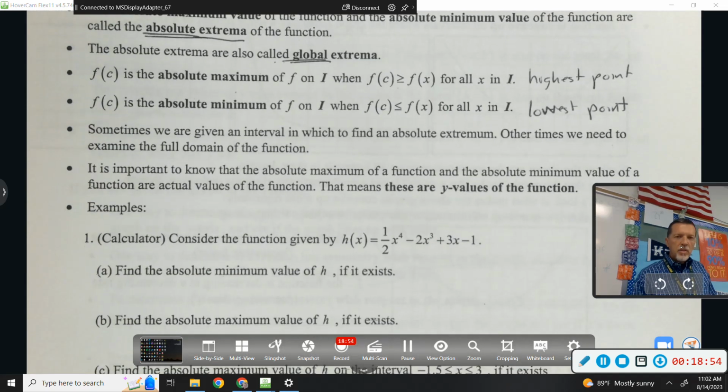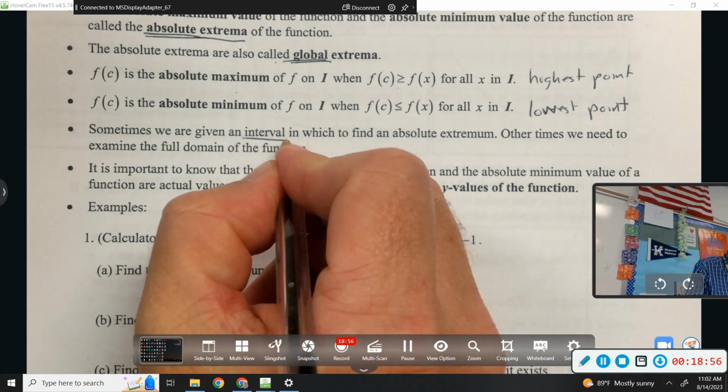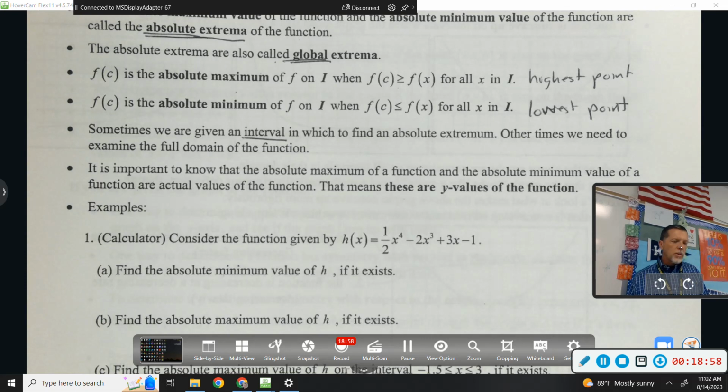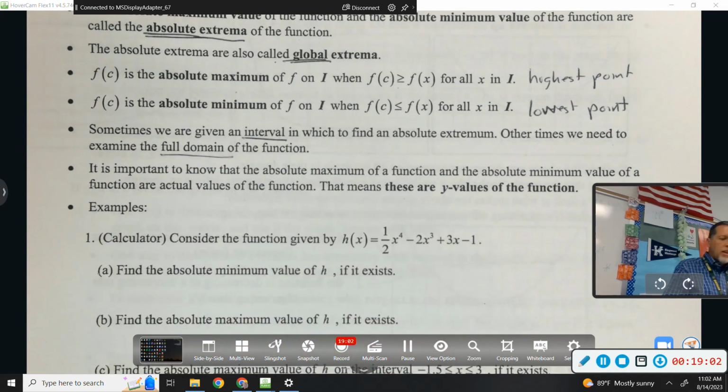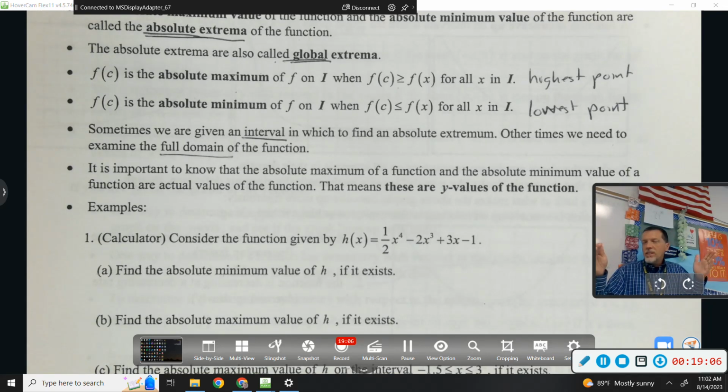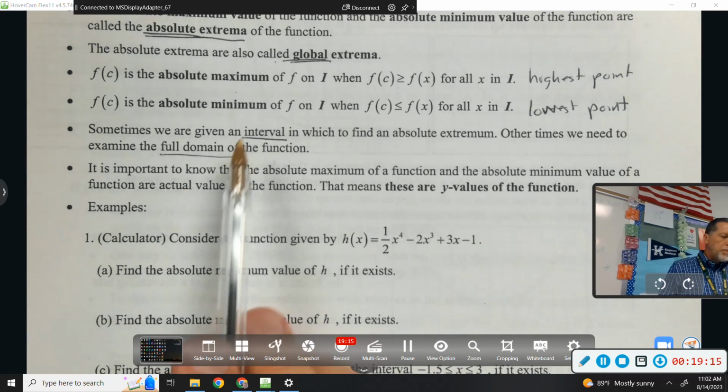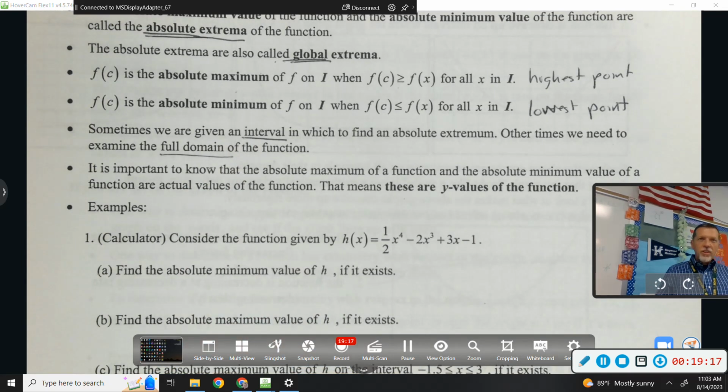Sometimes we're given an interval in which to find the absolute extrema. Other times we need to examine the full domain. So sometimes I'll just say, hey, look between 1 and 7. Just look in that little window and tell me what the max is. Other times I'll just say, hey, here's the whole function. Where's the max? So, make sure you read the whole question and understand what's being asked.